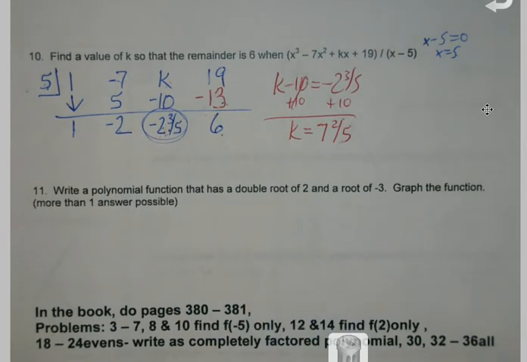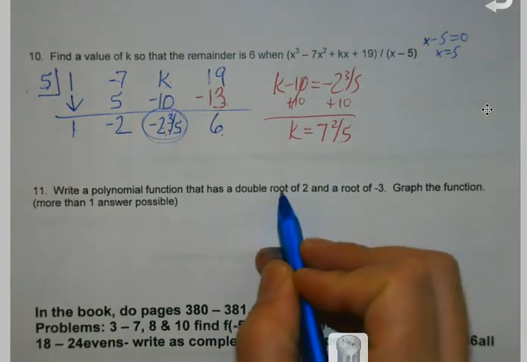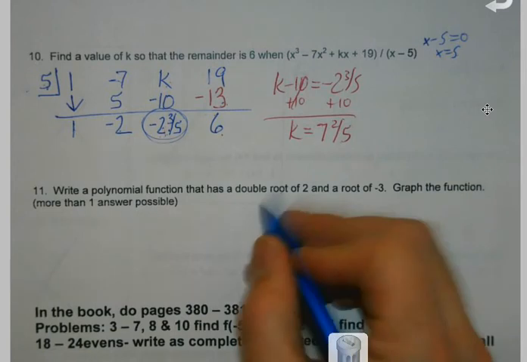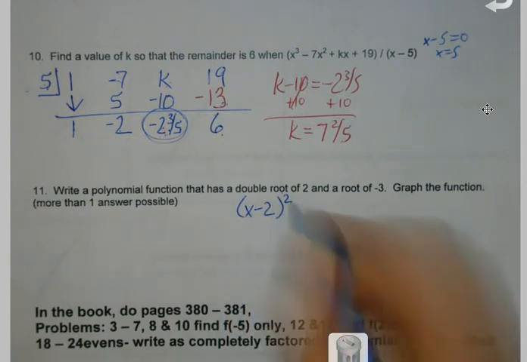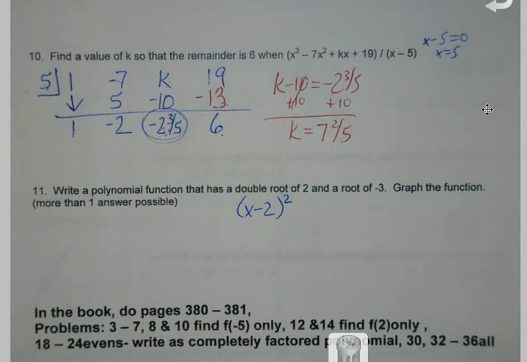So here's how this works. When it has a root of 2, what does that mean? What that means is I'd have x minus 2 quantity squared. Well, how do you know that? Because remember, a root is an x-intercept.